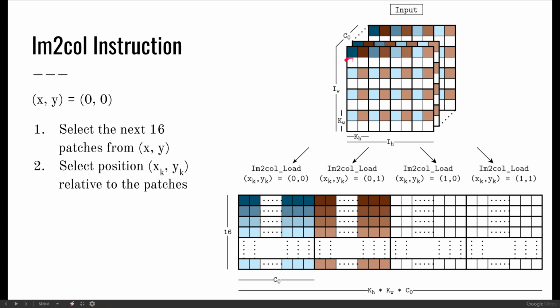From each of them, we're going to select the position xk and yk relative to each patch. For example, the blue positions are for 0, 0, or the brown positions for 0, 1. Then after we select those 16 elements, we're going to load all of the C0 dimension of each of those 16 elements. So by the end, one image to column, as in the example here on the blue ones, is going to load one fractal of 16 by C0. Same thing for the brown ones here, we're only changing the xk and yk parameters, and so on. Issuing 4 image to columns, we will load the full image here.